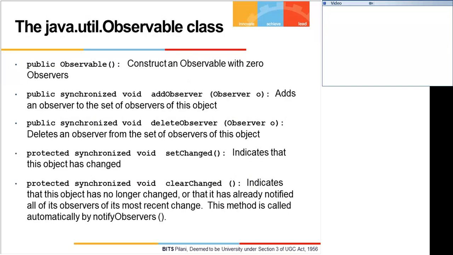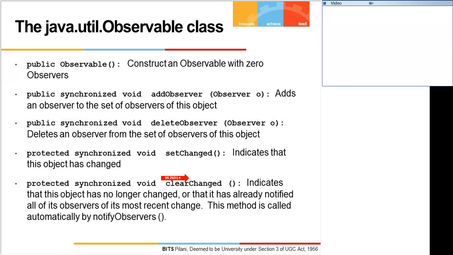Before that, the observable has various methods. It has the method add observer, so that is required. It has a delete observer, right? So add and delete observers are required in the subject, so that you can add an observer as well as delete an observer. Then set changed indicates that the state of the object has changed, and clear changed is used to indicate that this object has no longer changed, right?